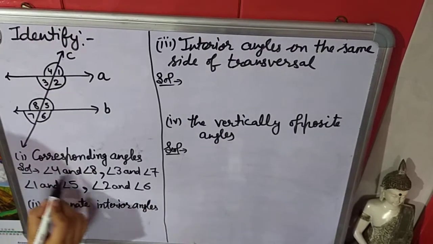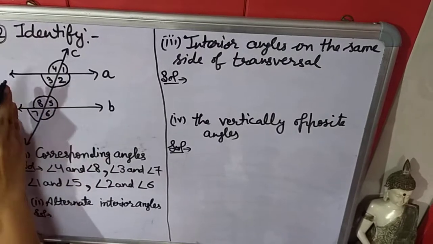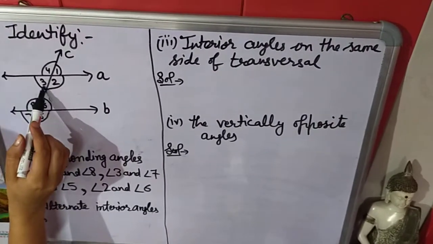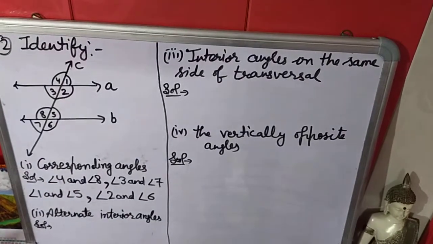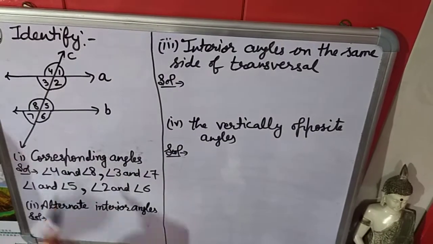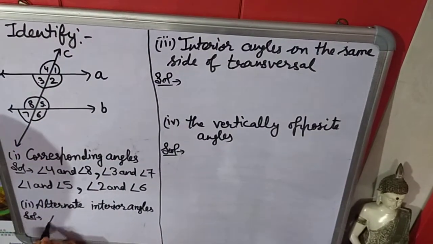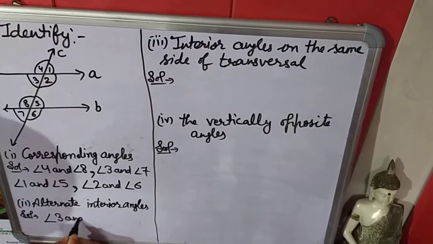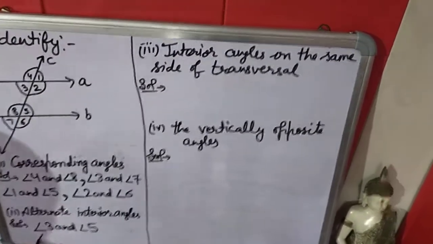See, angle 4 and angle 8. 4 is exterior, 8 is interior, and both are the same side. Similarly 3 is interior, 7 is exterior, both are on the same side. Next is alternate interior angles. Alternate means cross and interior means under. So that is angle 3 and angle 5. First pair is, and second pair is 2 and 8.